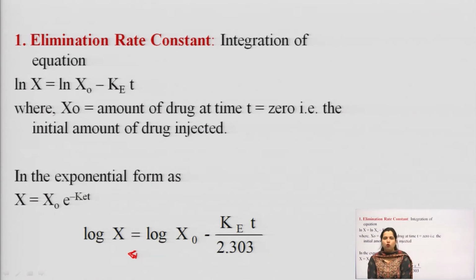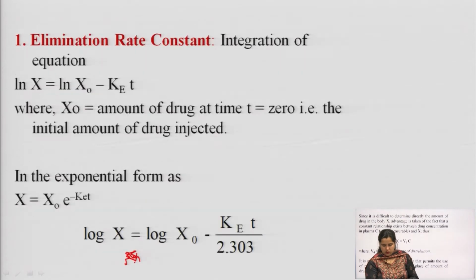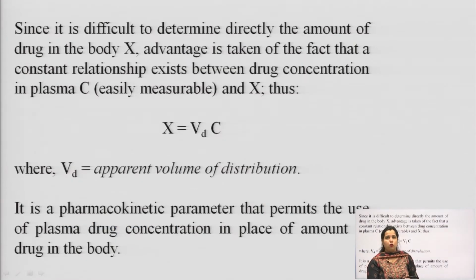So, how do we find the elimination rate constant? If we use this equation in the exponential form, x naught e to the power minus k E t, and in log form, log x is equal to log x naught minus k E t divided by 2.303. After solving, we get this log equation. It is very difficult to determine directly the amount of drug in the body, x.